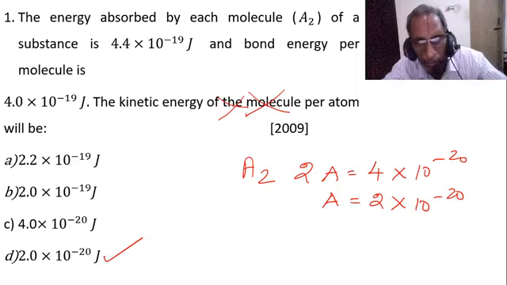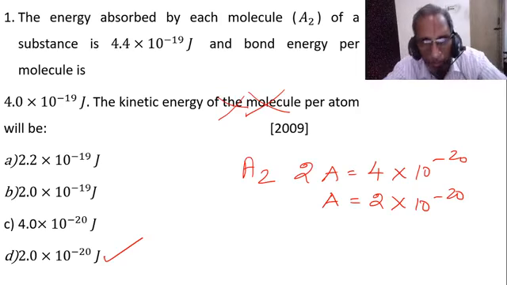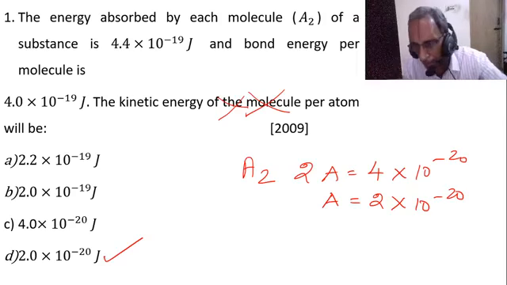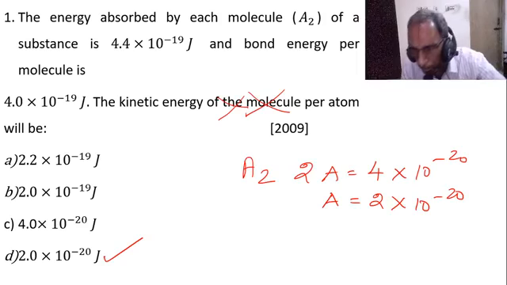So we cannot be tall and short. We can be tall or we can be short. So saying he is tall and short, like that, molecule per atom, it is not correct. So it is kinetic energy per atom, but the molecule has 2 atoms. So the energy of 2 atoms is 4 into 10 power minus 20 joule. Then the energy of 1 atom is 2 into 10 power minus 20. I think it is clear for everybody. Anybody having doubt, you can raise.